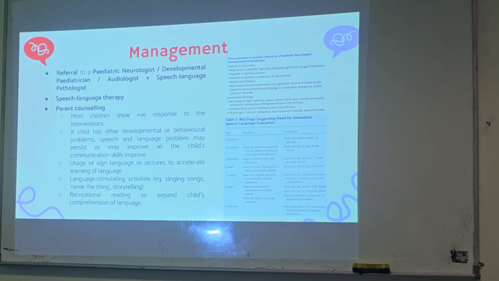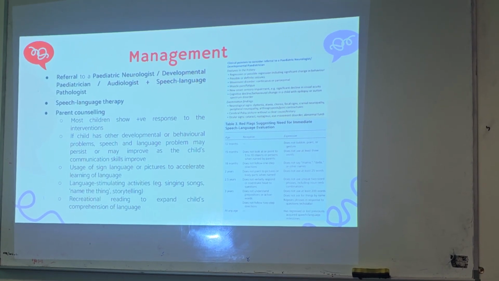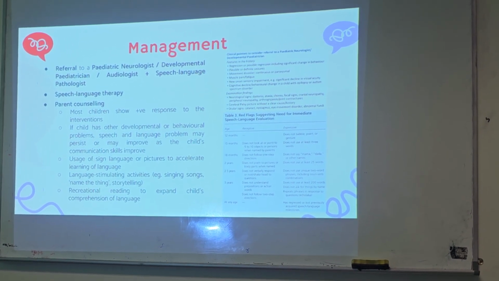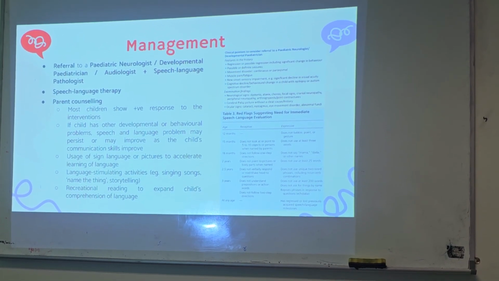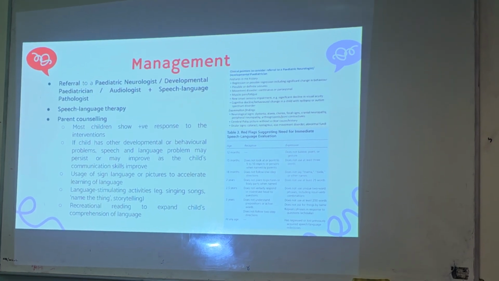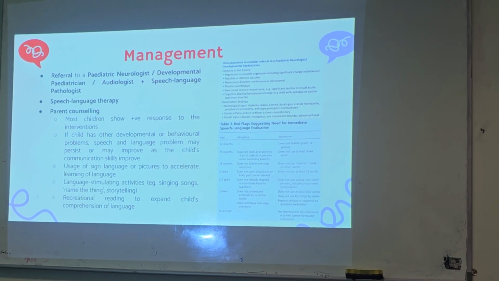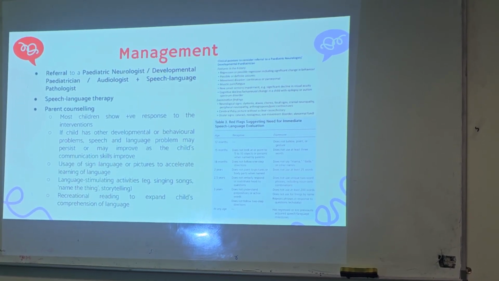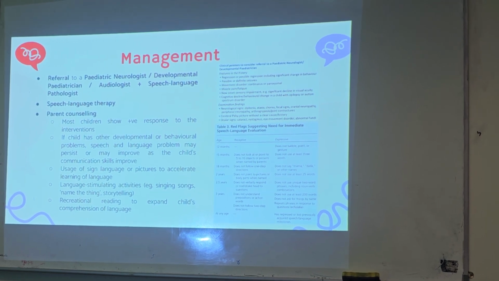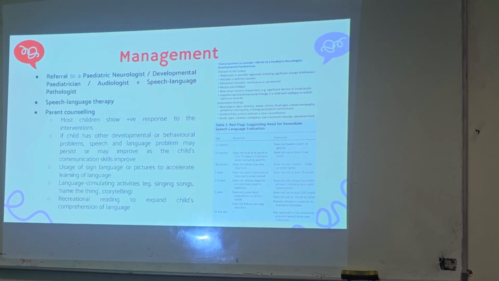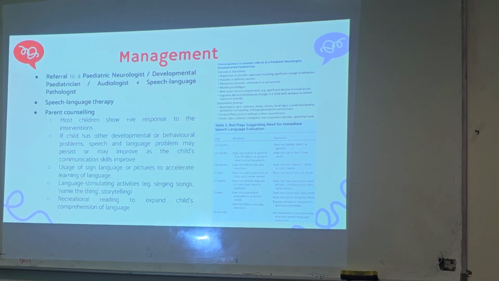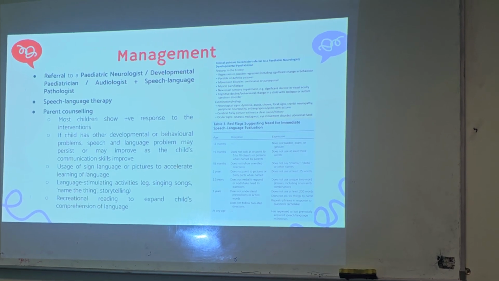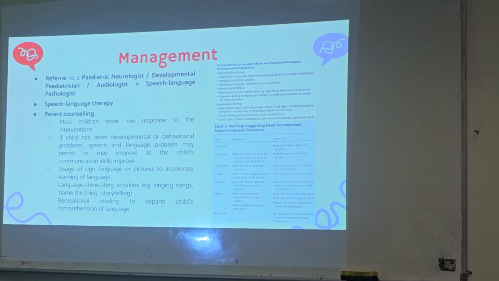Then another thing, we want to encourage the parents to use a lot of sign language or other alternatives like pictures to stimulate the learning of language. You can also teach them how to do some language stimulating activities. For example, tell them stories, sing some children's songs to them, and name things, such as showing a picture and asking them to name the object, and so forth. We can also do recreational reading with children who are much older, to expand the child's understanding of the language.